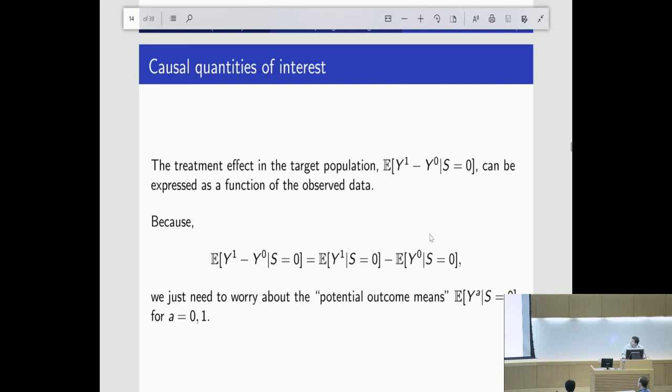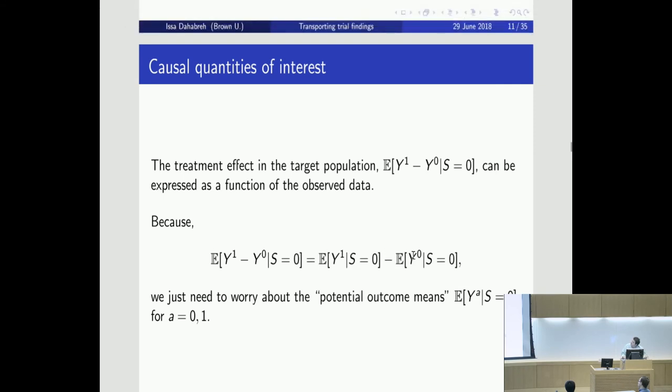So I'm interested in this quantity, but because of a thing called linearity of expectation, that's the same as being interested in each of these potential outcome means. It might be useful to talk through what this is. Well, this is the mean of the outcome had everyone been treated of the people not in the trial. And that's the mean of the outcome had everyone been not treated among the people not in the trial. Okay. So this makes my life a lot easier because I have to worry about identifying each of these means. And I'm going to call them potential outcome or counterfactual outcome means, okay, for each of the treatments of interest.